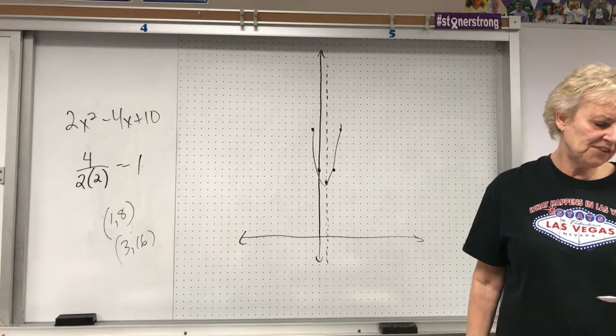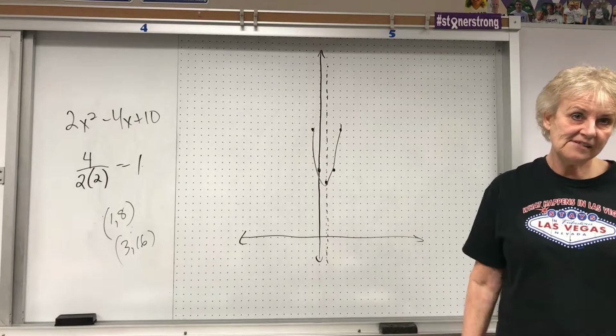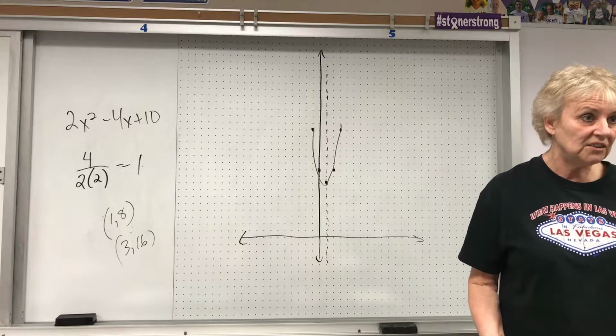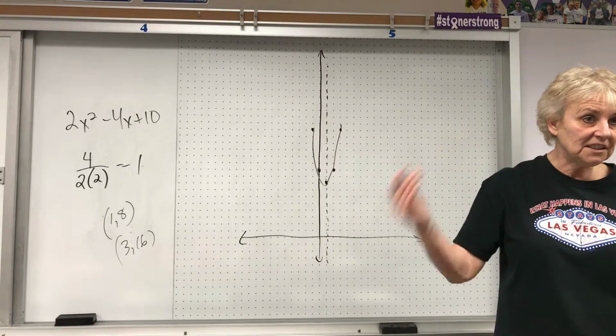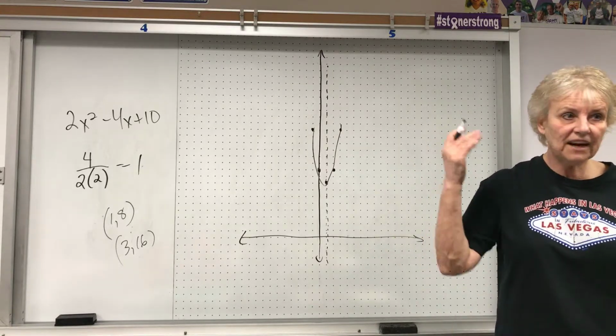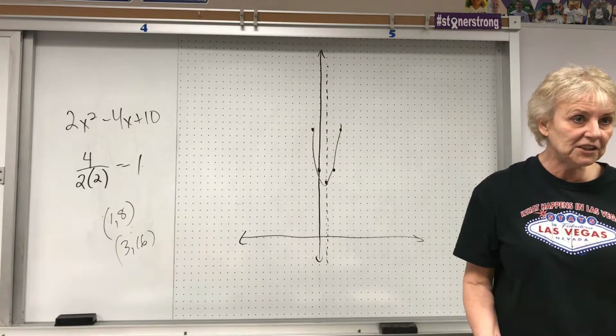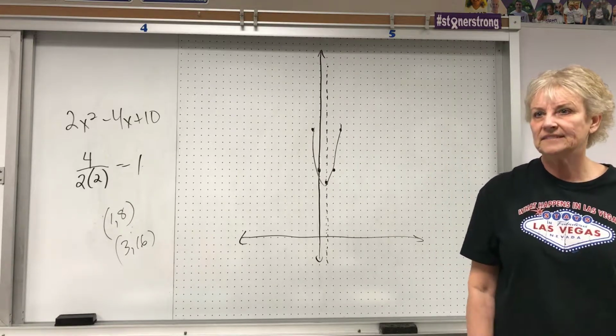Questions? You just have to memorize what to do. Axis of symmetry, put a dotted line, find the vertex, plot the y-intercept, look for one more point.